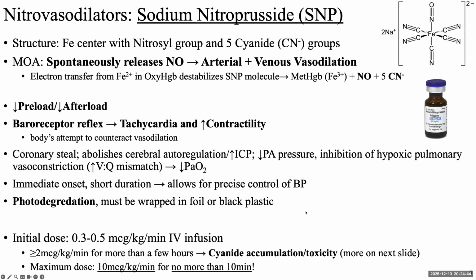Our initial dose of this drug is anywhere from 0.3 to 0.5 mics per kilo per minute, and you can titrate it up. You want to start to be careful once you're at two or more mics per kilo per minute for more than a few hours, because we have to watch out for cyanide accumulation or toxicity, which we'll go into a little more on the next slide. And the absolute max you could run your SNP is 10 mics per kilo per minute for no more than 10 minutes. So it's kind of easy to remember: 10 for no more than 10, right?